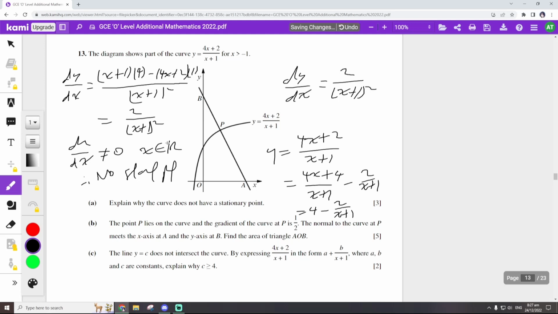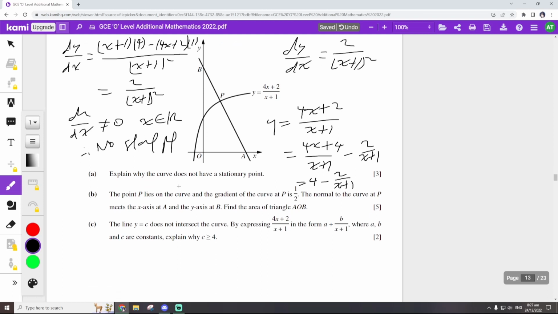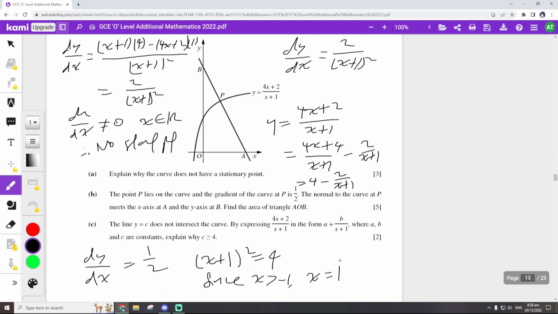The point P lies on the curve. The gradient at P is half. The normal to the curve at P meets the x-axis at A and the y-axis at B. Okay? So dy dx equals half, which basically means that x plus 1 square equals 4. Then we know that x is greater than negative 1. So therefore the only possibility is x is 1 itself, right?